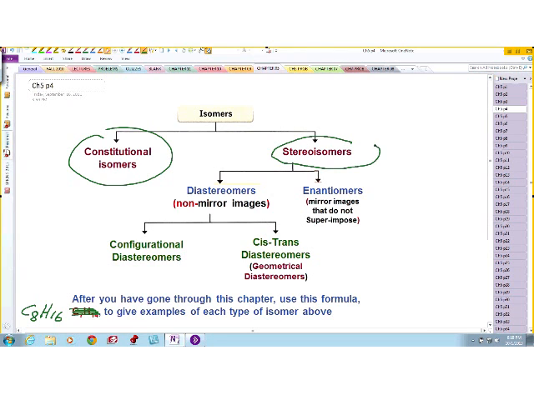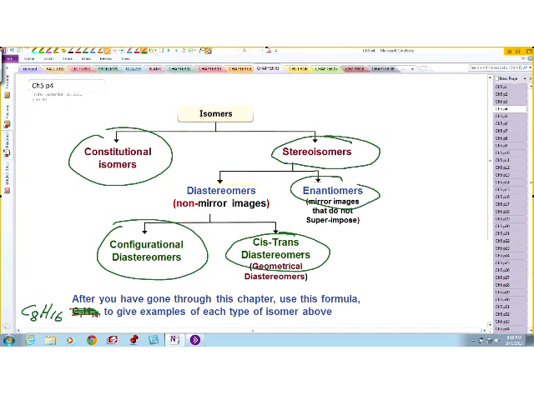Now we are going to start our discussion on stereoisomers. As you can see, under stereoisomers, you have a whole variety of other types of stereoisomers. We have what we call diastereomers, enantiomers, and under diastereomers, we have what we call configurational diastereomers, and then cis-trans diastereomers.